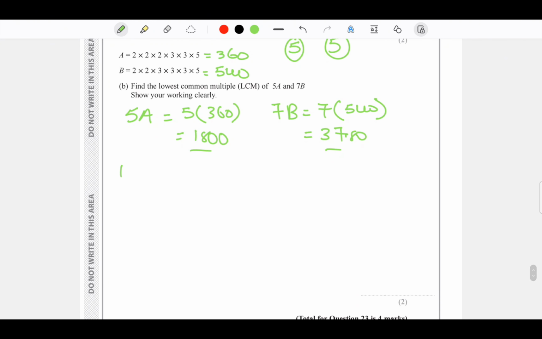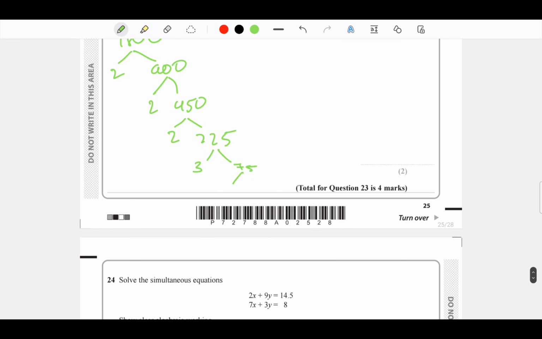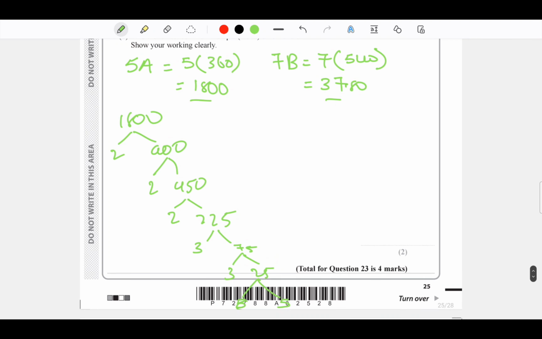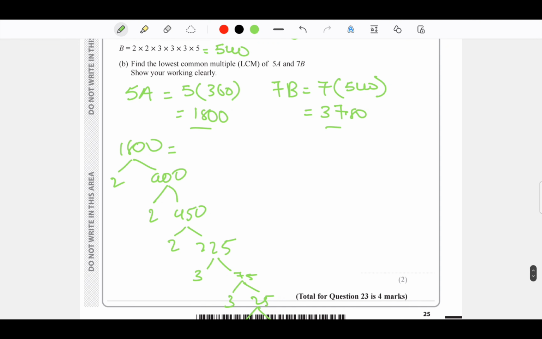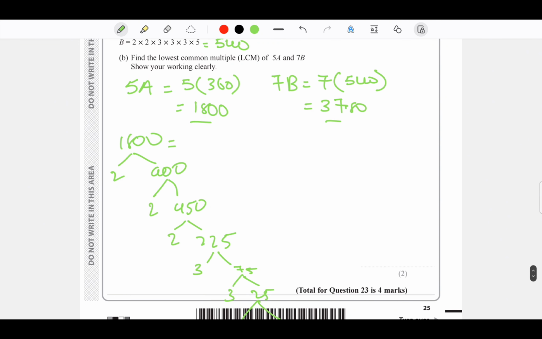I'm going to put 1800, divide that by 2, get a balance of 900, divide that by 2, get a balance of 450. I can divide that again by 2, get a balance of 225. This I can divide by 3 and get a balance of 75. Oh, this is long. Divide that by 3 again, get 25. Divide that again by 5 and 5. So my factors are 2 times 2 times 2 times 3 times 3 and times 5 and 5.